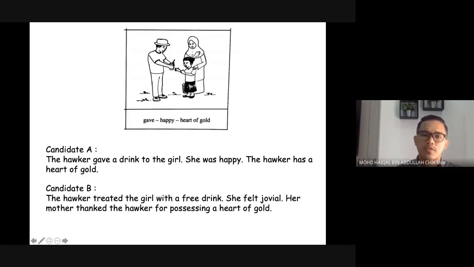Instead of saying give a drink, maybe treated. Belanja, treated the girl with a free drink. And then the word possessing here: instead of the hawker has a heart of gold, you use another word, possess a heart of gold.